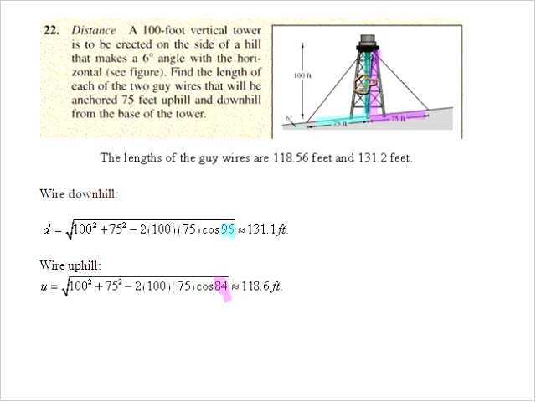Your sides are 75 and 100 still, and then we can find those missing guy wire lengths. So this is D, and this is U, according to my formulas down here. When I plug all that information in to solve, we get about 131 and 118.